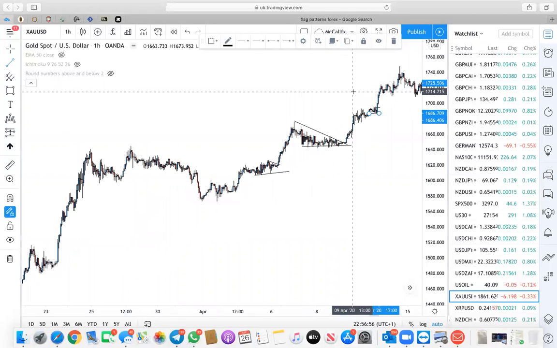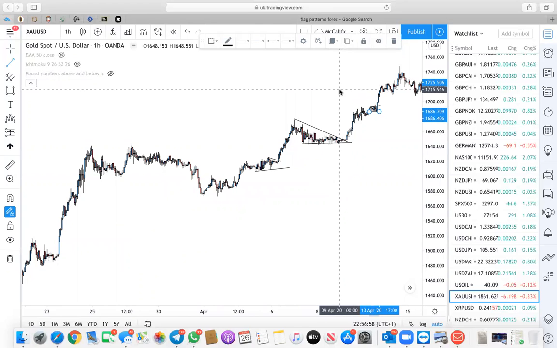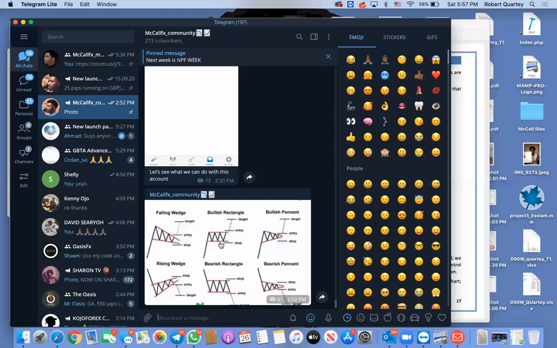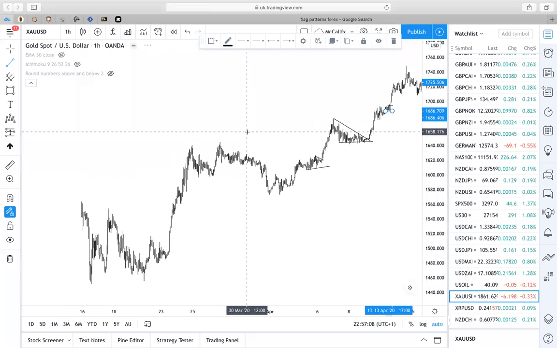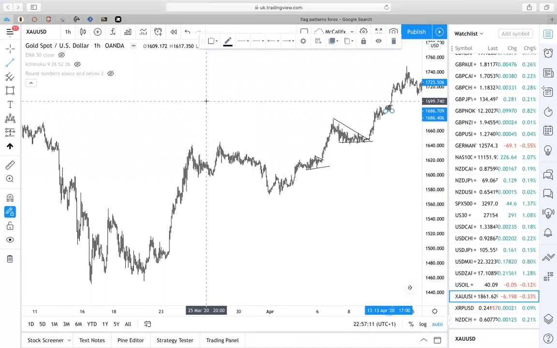Price went up. So basically, if you want to be trading with these types of setups, you just draw your line, wait for that confirmation, breakout, and then you take your entry. That's all you need to do. I think that is going to be it for today. If you have any questions, just let me know.